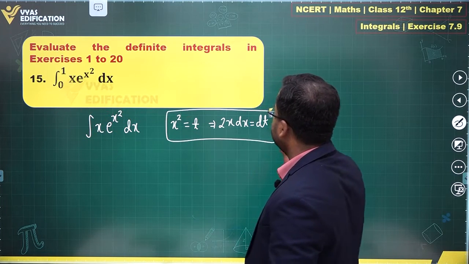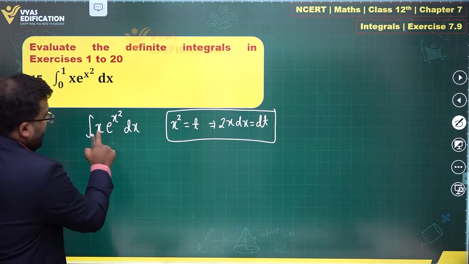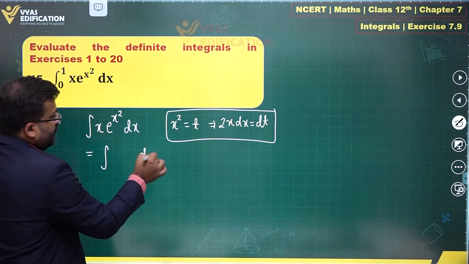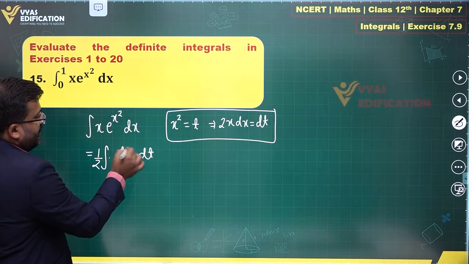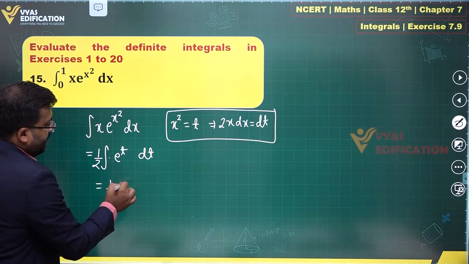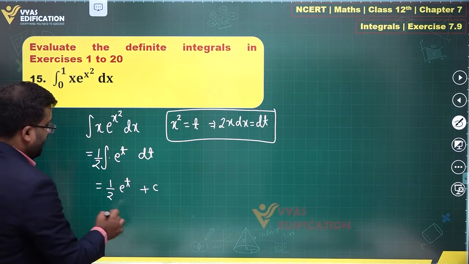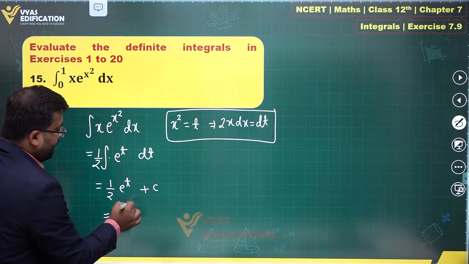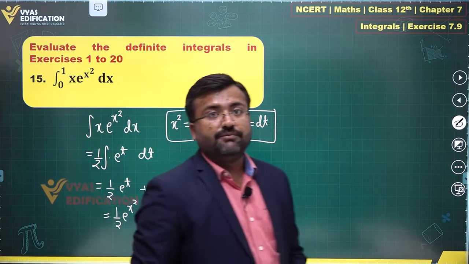Now using this, the integral will be replaced with x dx as dt upon 2, and e power x square becomes e power t. The integral is e power t plus constant, and this is nothing but 1 by 2 e power x square plus constant. That's the indefinite integral of this function.